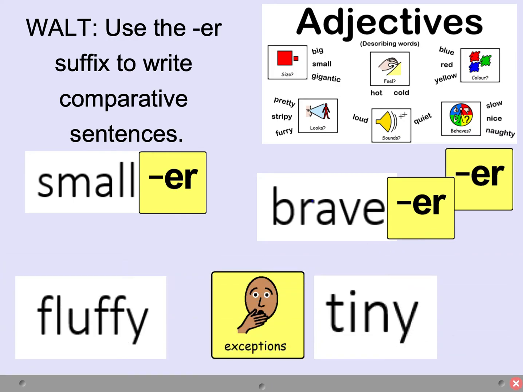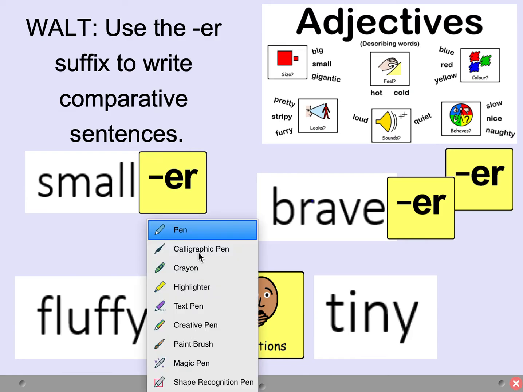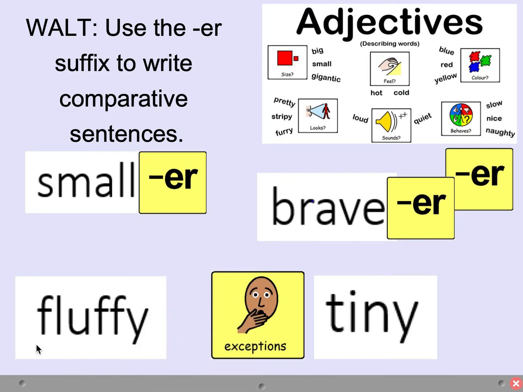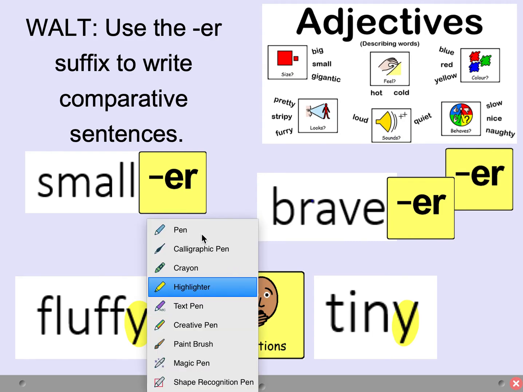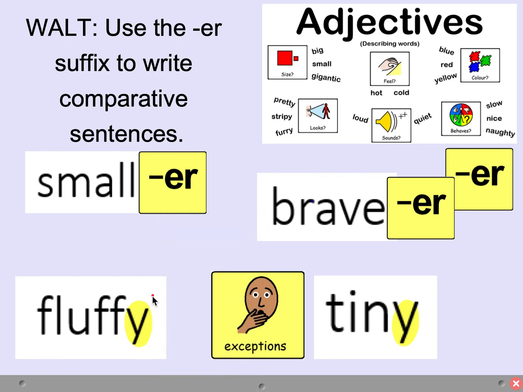Excellent. Sometimes we need to remember something because we have an exception. Look at these two adjectives, fluffy and tiny. Which letter do they end with? Excellent job. They end with the letter Y. So every time we have an adjective that ends with the letter Y, we need to remember something about the spelling. We don't write the letter Y anymore, and instead we write the letter I. And then we add the suffix -er. So fluffy becomes fluffier.